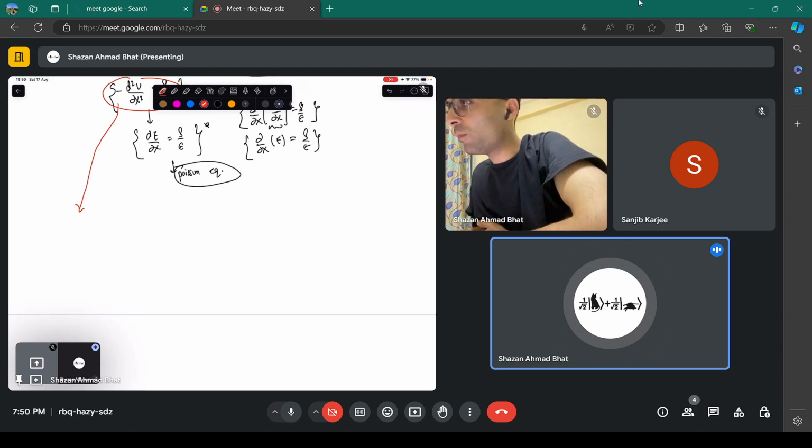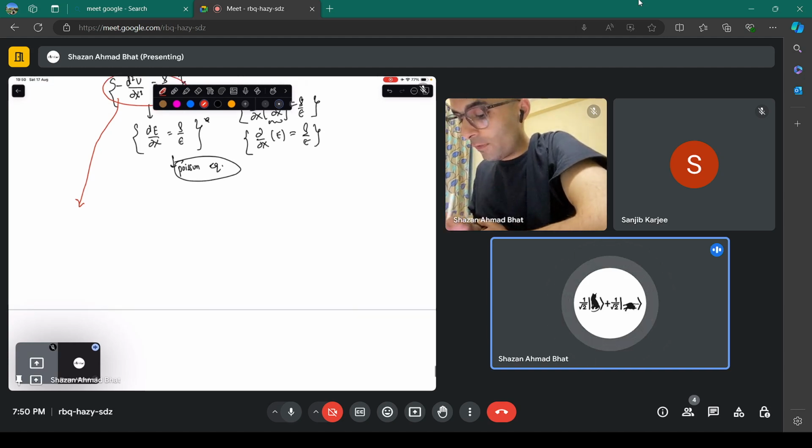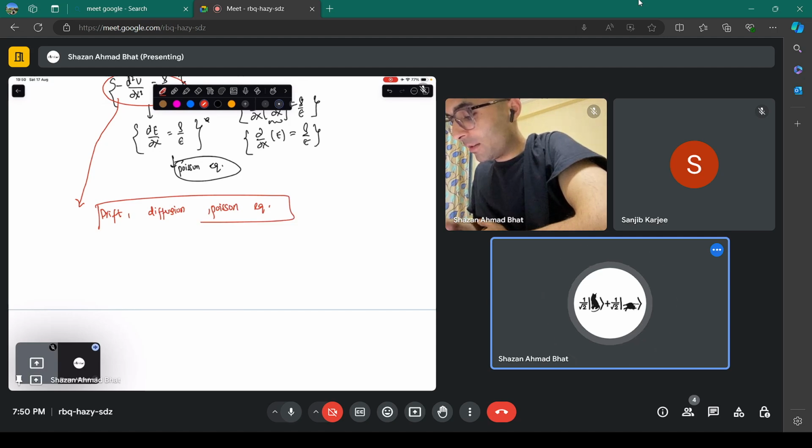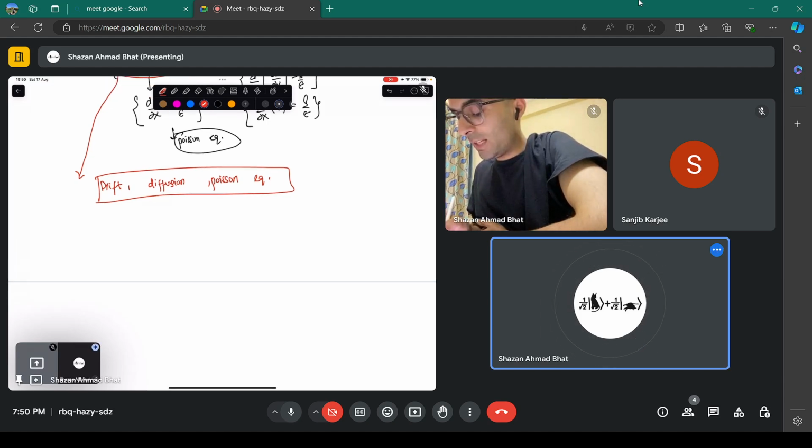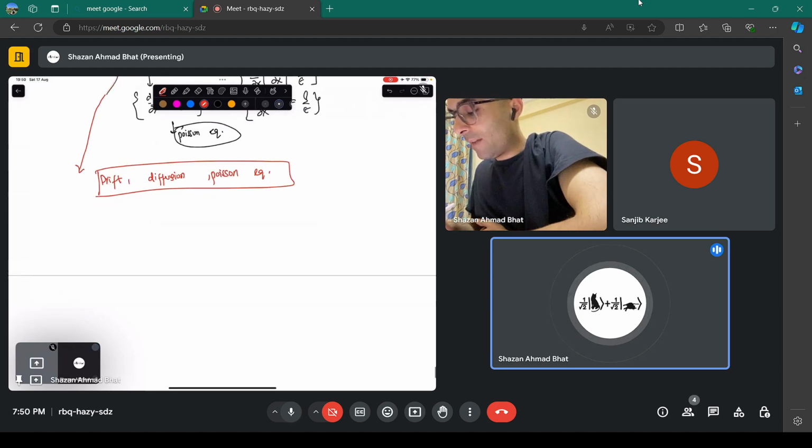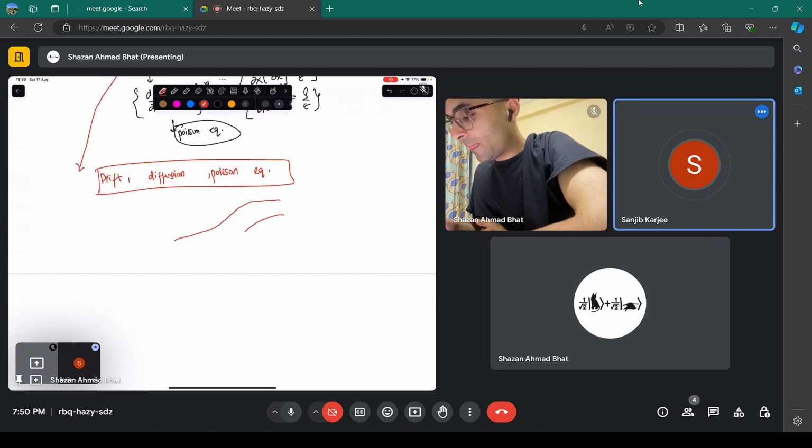you can understand what happens to the energy band diagram when the electron moves. So you have to solve the drift, you have to solve the diffusion equation, and you have to solve the Poisson equation simultaneously to understand what happens to a band diagram in case of a diode.